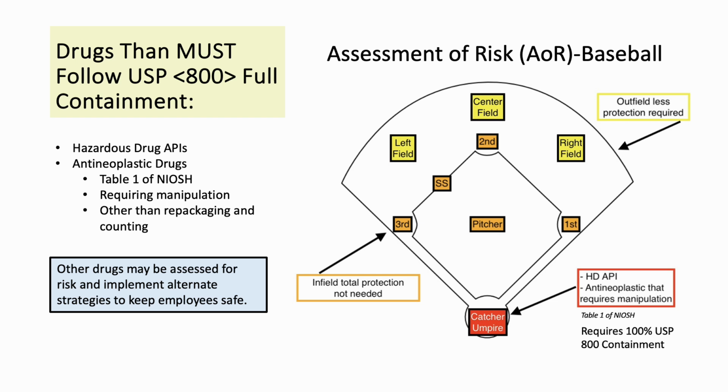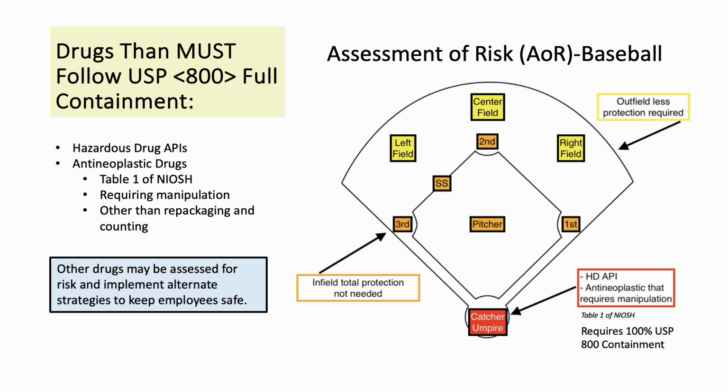Employing assessment of risk is like the game of baseball, where you have the catcher and the umpire behind home plate. This is where all the actions happen. This is where most of the problems could occur, where people could get hurt. So these are like your hazardous drug APIs and your antineoplastics on table 1 that require manipulation. These people will have to have full garb on all the time.